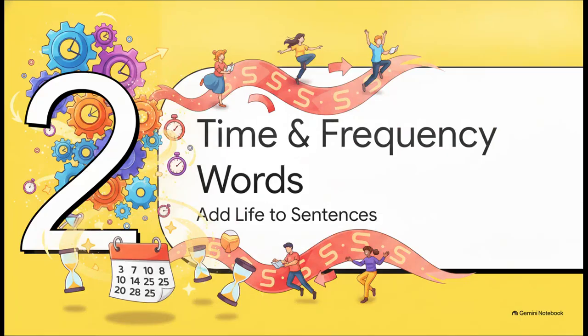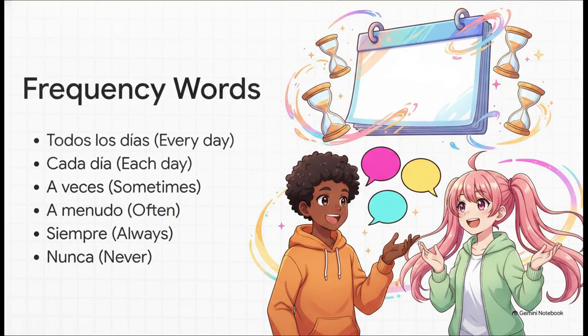Moving right along to section 2, time and frequency words. This is where we add a little spice. You see, to make our sentences sound natural, we need to talk about how often we do things. We use frequency words like todos los días for every day and cada día for each day. Then there's a veces for sometimes, a menudo for often, siempre for always, and nunca for never.